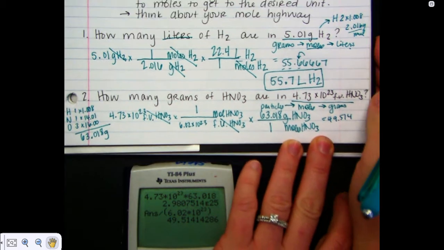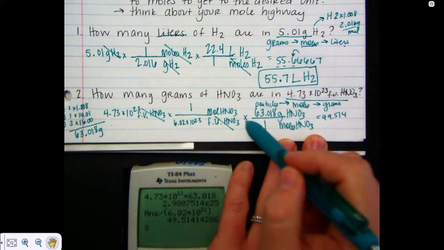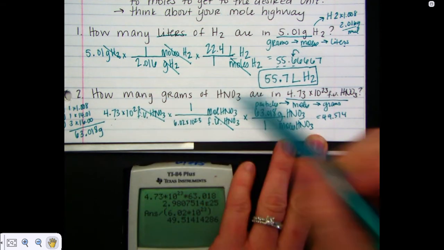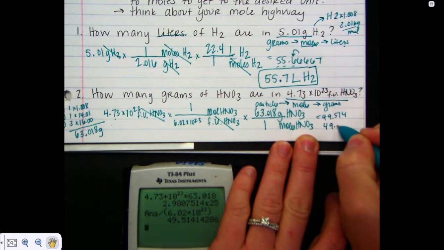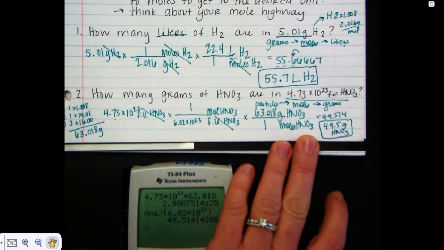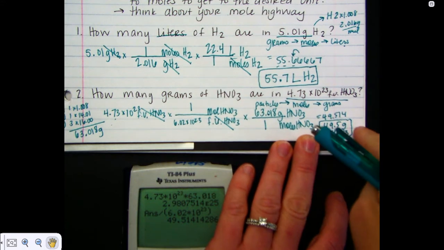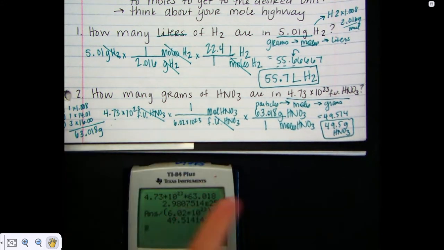So I'm going to write that over here. 49.514. Check my sig figs. 3, a constant, and 5. So I'm going 3. 1, 2, 3. The 1 doesn't round, so 49.5 grams HNO3. See why it's important to box off your answers? Because that was messy. But you can definitely tell where my answer is because it's in the box. All right, so we got 2 more of these, and then I'm cutting you loose.